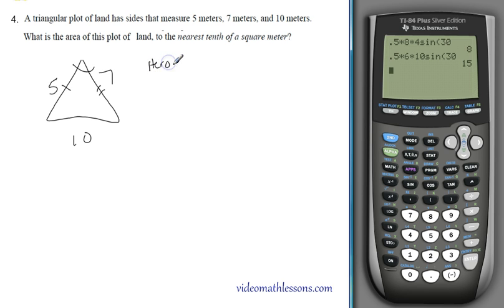Now, they spell it Heron, but it's Hero. So it's Hero's formula. Some people call it Heron's formula. Hero's formula equals. Now this is where it gets weird. You have a giant radical. It's S times S minus A times S minus B times S minus C.